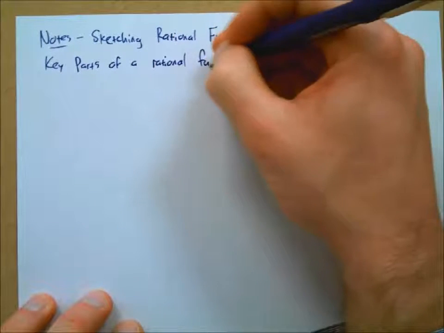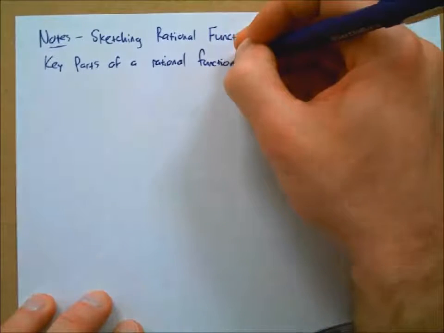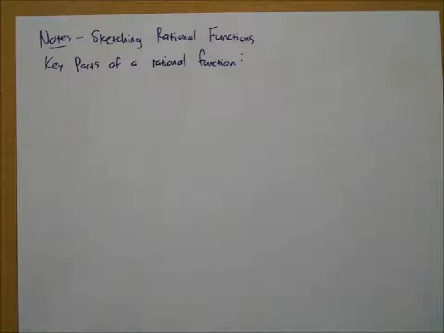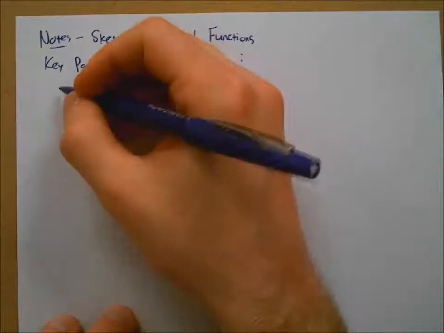Remember, a rational number is a number that can be written in the form a over b, where a and b are both integers. A rational function is a function that can be written in the form f of x over h of x, where f and h are both polynomials, or both functions, really.